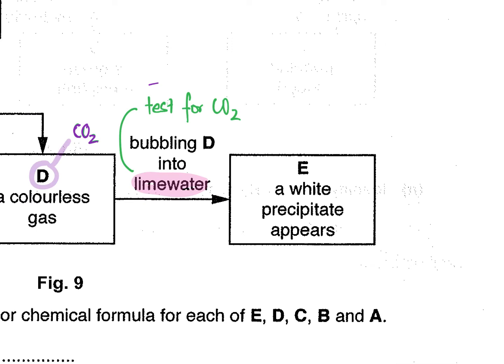When you bubble your carbon dioxide gas into lime water, you get a white ppt. What is the name of this white ppt? Calcium carbonate. Okay, this is your calcium carbonate. So you can actually get this answer inside your test for gases worksheet. Follow that? Okay, then let's go back to the blanks.